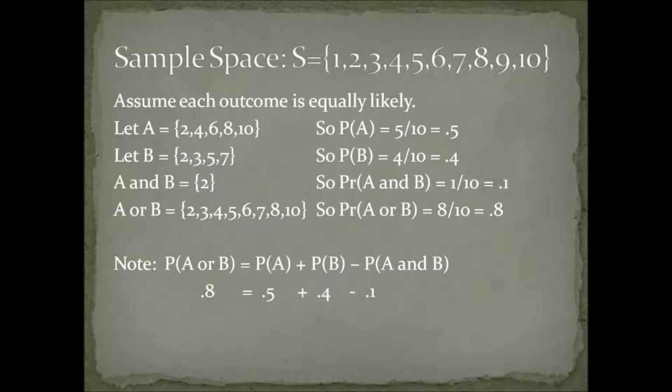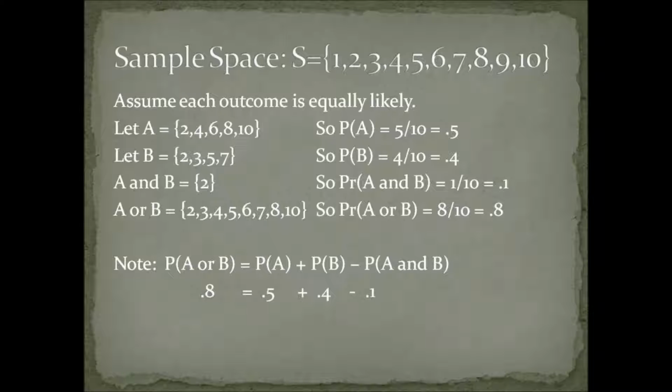Now A or B is the set that consists of numbers that are in either A or B, or both. So A or B will have 2, 3, 5, and 7 from B, and 2, 4, 6, 8, and 10 from A, but 2 is not listed twice. Each element should only be listed once. A or B has 8 elements, so the probability of A or B is 8 out of 10, or 0.8.